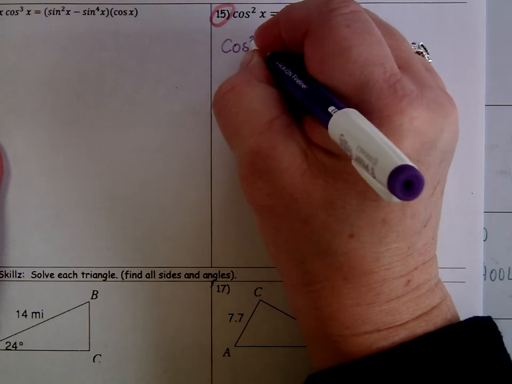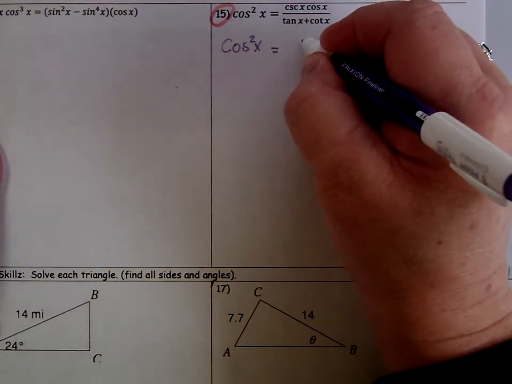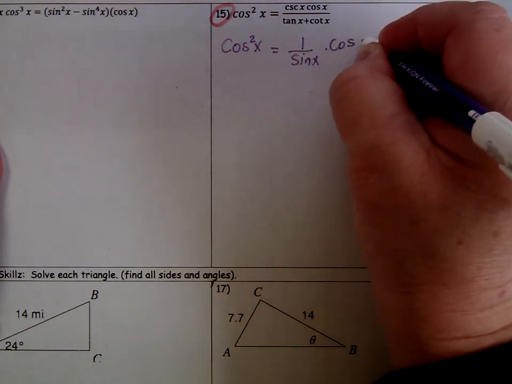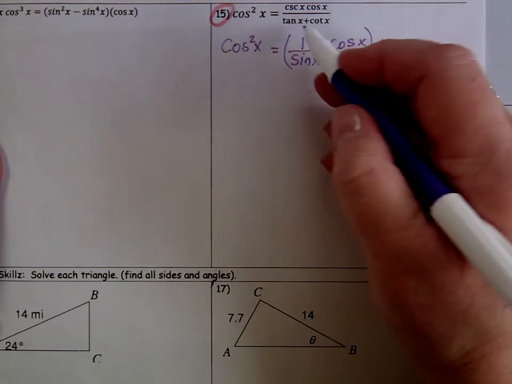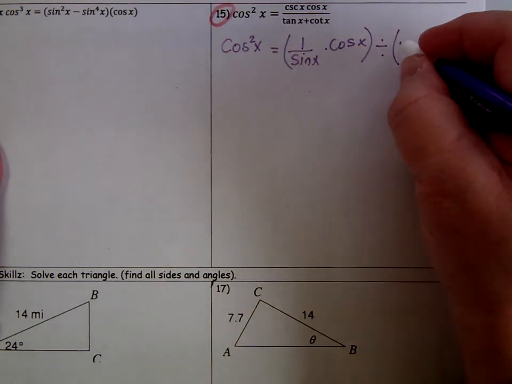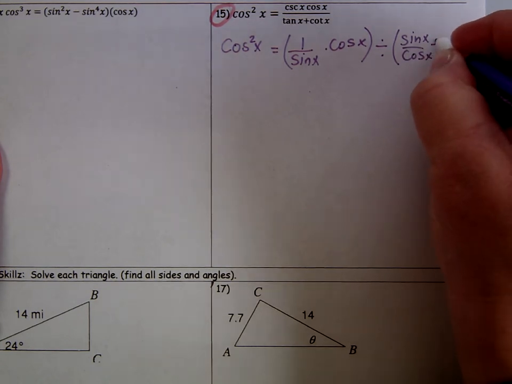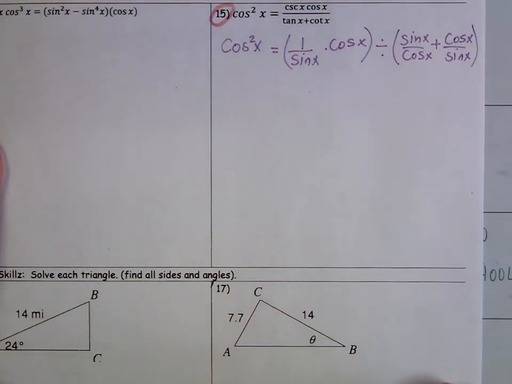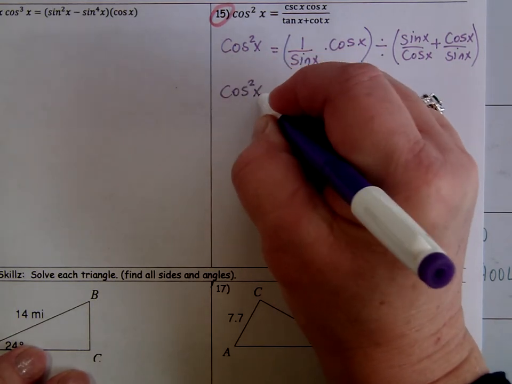Cosine squared x on the left. Now I'm working on the right. Cosecant is 1 over the sine. And that's being divided by a fraction, a tangent, sine over cosine, plus a cotangent, cosine over sine. I'm going to leave the left. Cosine squared x is what I hope the right is going to come out to be.